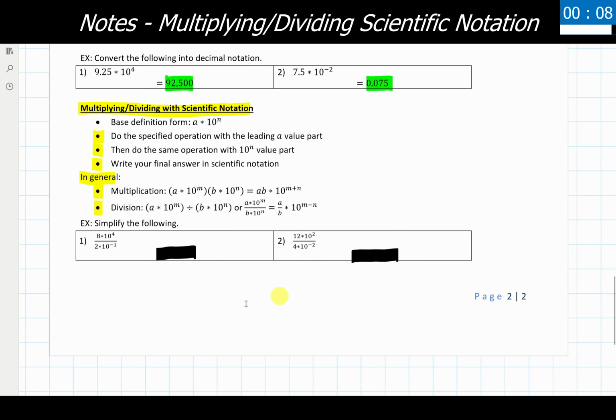So we'll take a look at these 2 examples really quickly with division, and then that'll wrap things up for our stuff with this material.